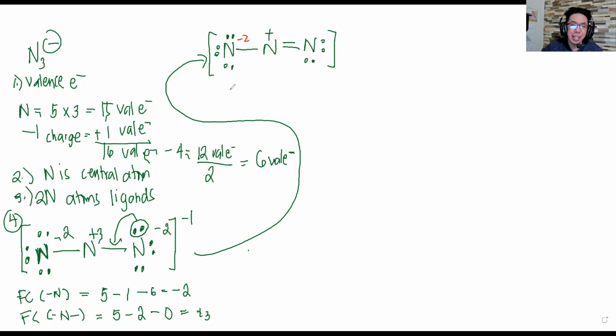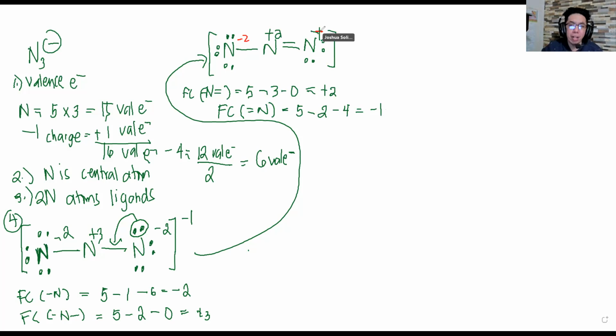What will happen to your central atom this time? Positive 1 ba? Are you sure? Sige, let's calculate. +2 po. So, this will be 5 minus 3, minus 3, minus 0 equals +2. How about yung formal charge ni double bond nitrogen? Of course, we know this is negative 2. 5 minus 2 minus 4 equals -1. Okay, so negative 1.